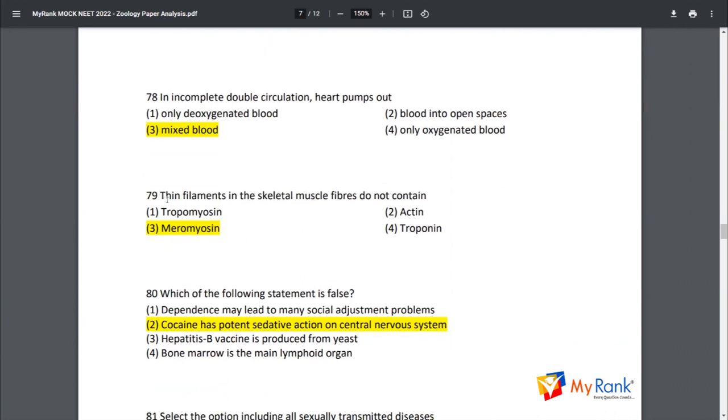Question number 79. Thin filaments in the skeletal muscle fiber do not contain. So tropomyosin is found in thin filaments. Actin is found. Troponin is found in the thin filaments, whereas meromyosin is found in the thick filaments of the skeletal muscle. If you remember heavy meromyosin and light meromyosin, they are found in the thick filaments of the skeletal muscle. So option 3 is the correct answer.